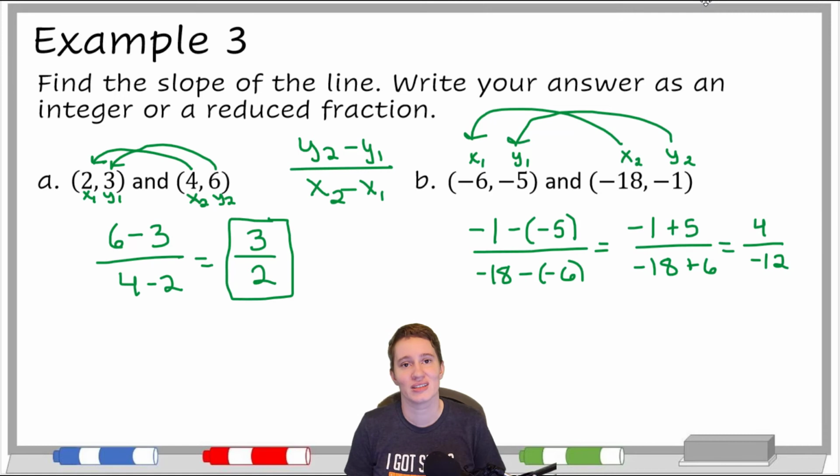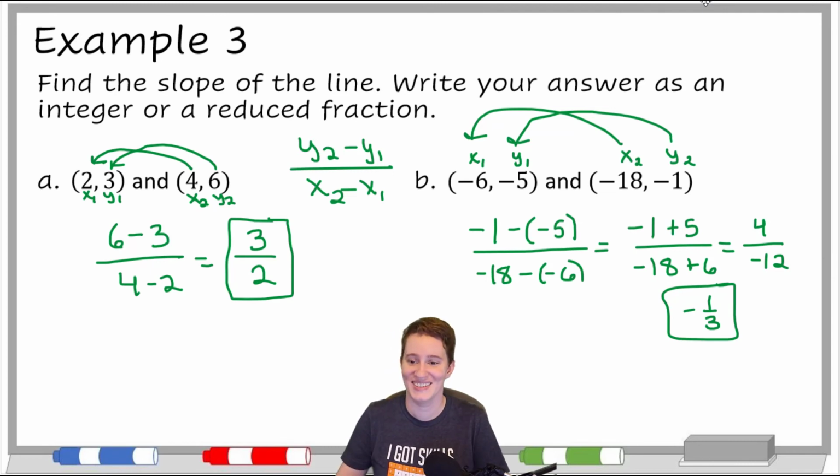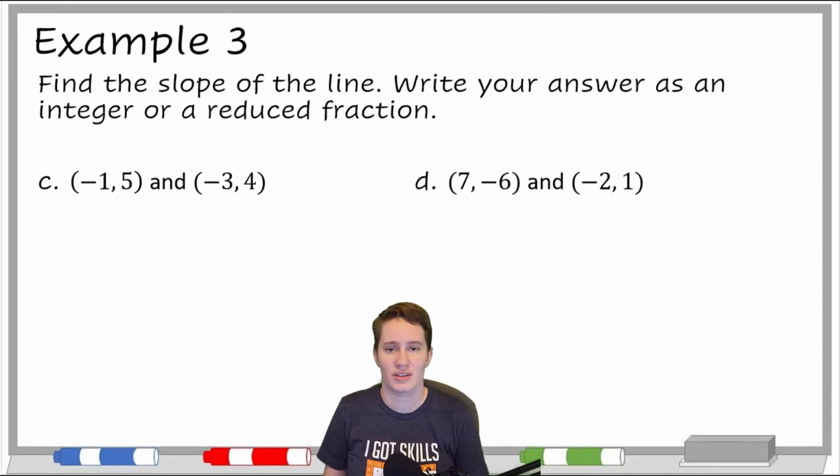And then we simplify this and decide if it should be negative or positive overall. This should be a negative overall, and we can divide them both by 4, so this would be negative 1/3. So that's our answer. Alright, continuing on with some examples here.